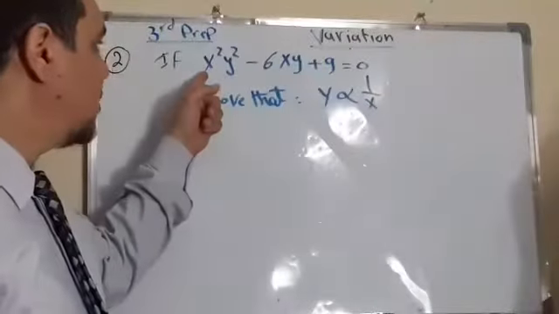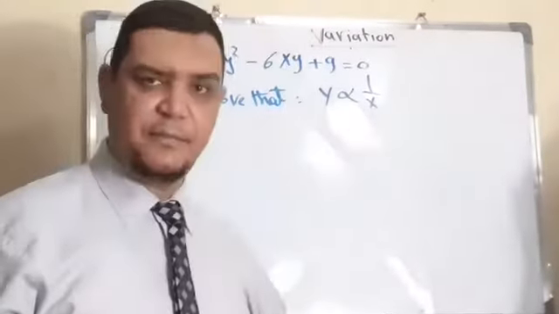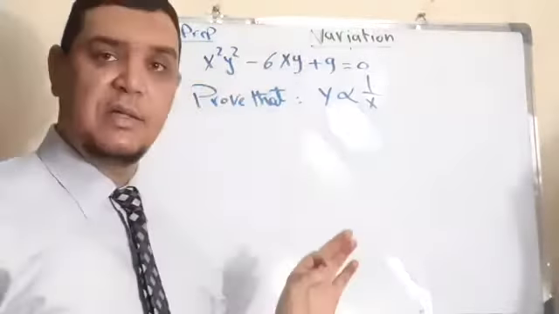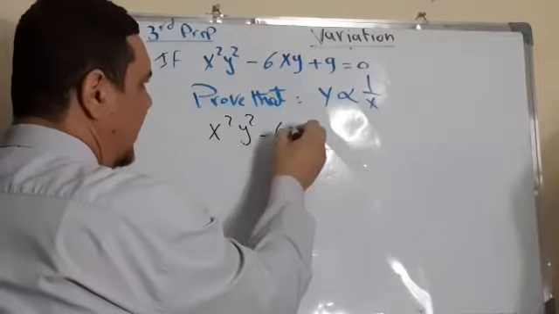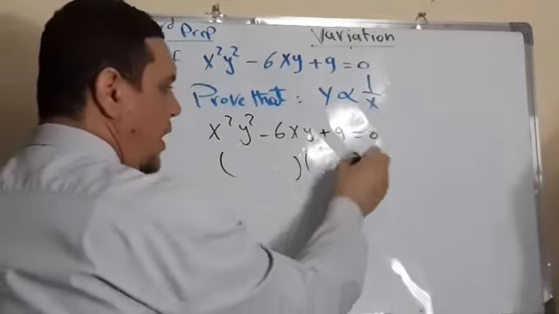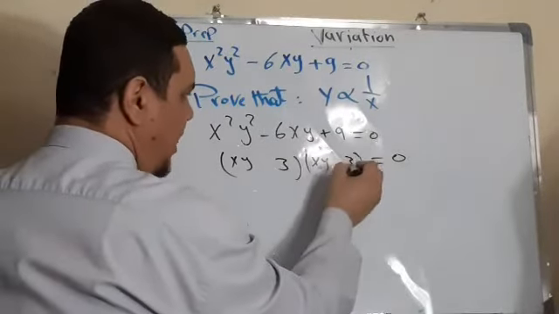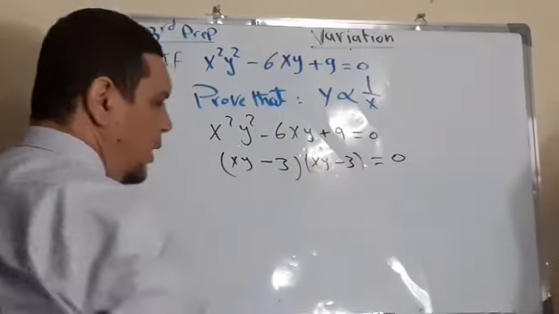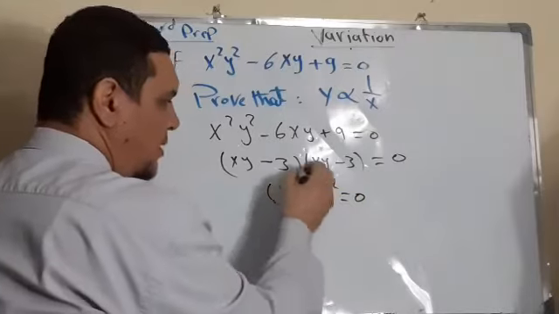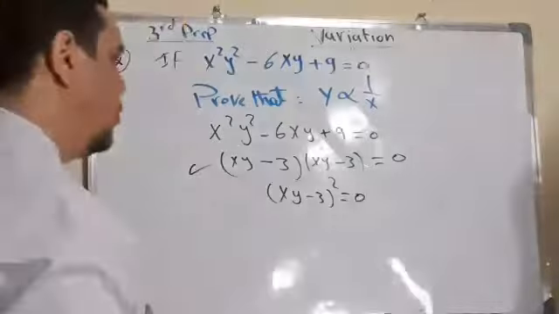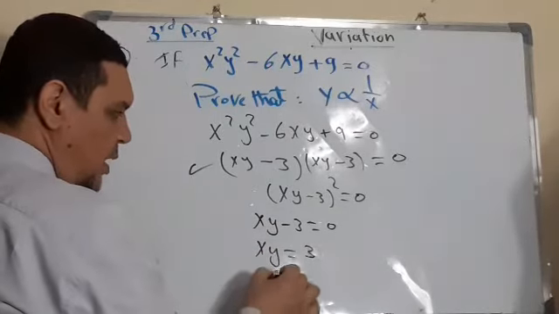The second example: x power 2, y power 2 minus 6xy plus 9 equals 0. Prove that y varies inversely with x. Now, if we have this expression, we must factorize this expression into two brackets, a trinomial or perfect square. We can factorize this expression to xy, 9 becomes 3, and the middle sign negative. Now we have the same brackets, xy minus 3. We can write (xy minus 3) power 2 equals 0 because the expression is a perfect square. We can take xy minus 3 equals 0. Therefore, xy equals 3. It means y equals 3 over x.